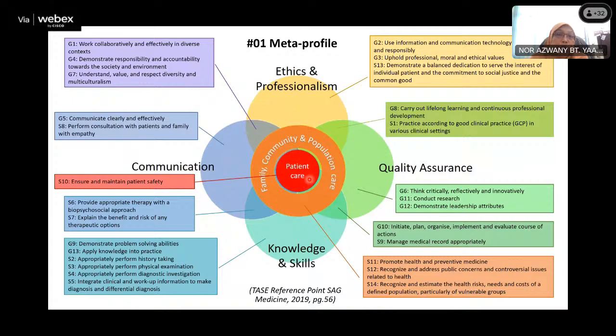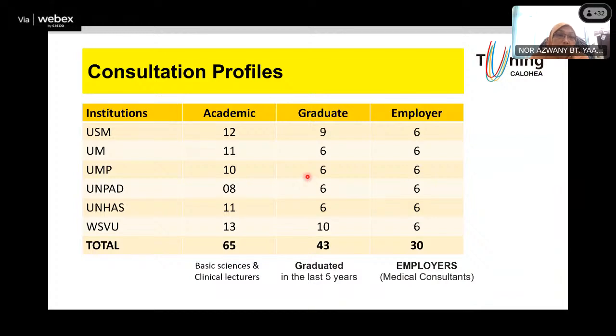Then we go to CALOHEA in terms of consultation, where we do focus group discussion. And so we have 2 universities, USM and University Malaya from medicine group in Malaysia. You have UMP from Vietnam, UNPAD and UNHAS from Indonesia, and West Visayas from Philippines. So what we did is that we consult our academicians.